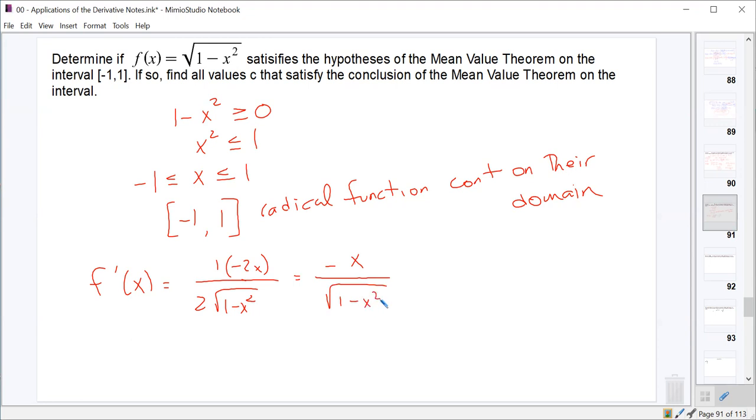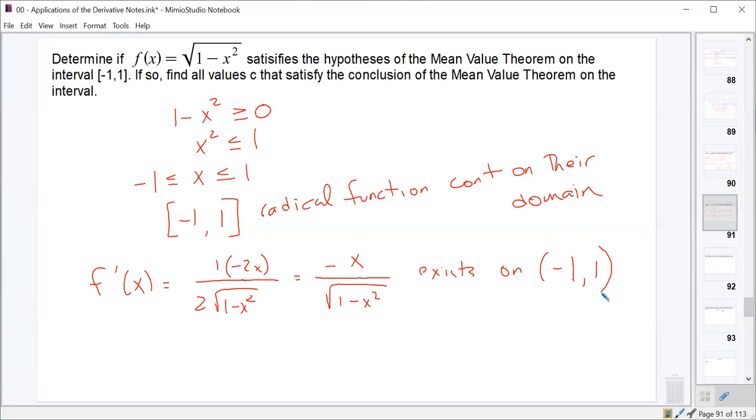And we can see that this derivative would exist for all the same values that the original function did, except for when the thing inside this square root equals 0. So this exists, meaning that it is differentiable on the open interval, negative 1 to 1. We just can't include those endpoints, right? Because those endpoints would make the denominator of this 0.